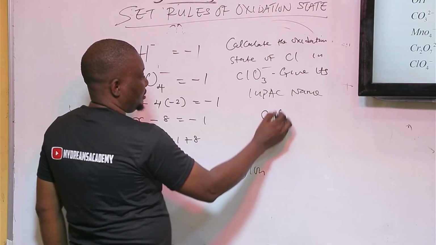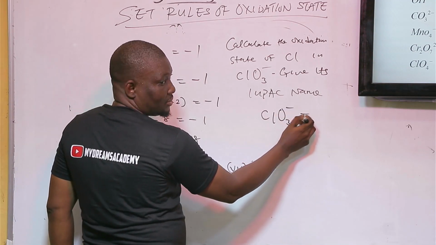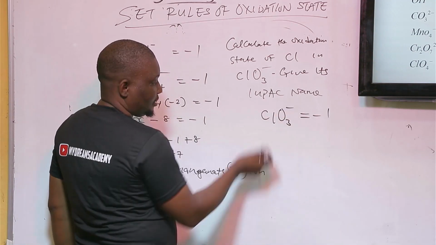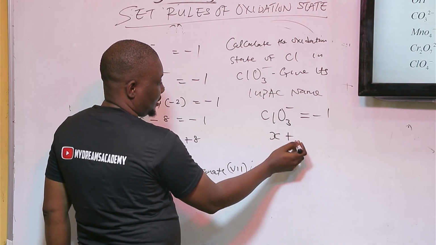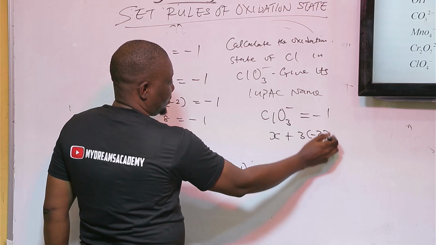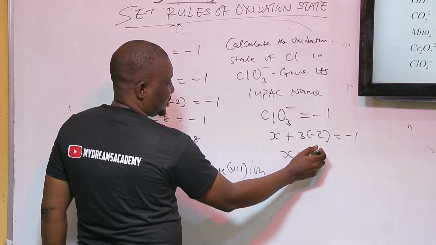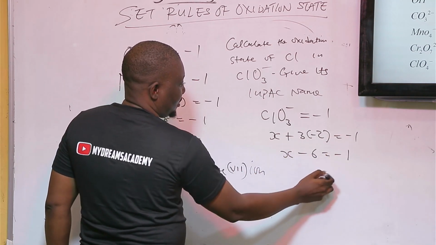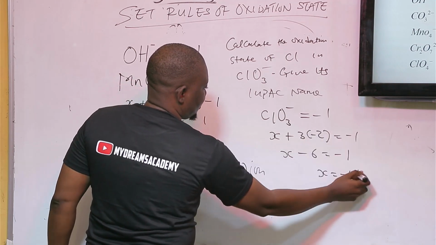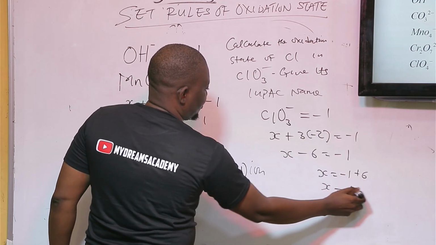I'll say ClO3 minus, for our viewers to understand, minus 1. Let this be x until you find what it is. x plus 3 times -2 equals -1. x minus 6 equals -1. x is -1 plus 6. x is what? Plus 5.